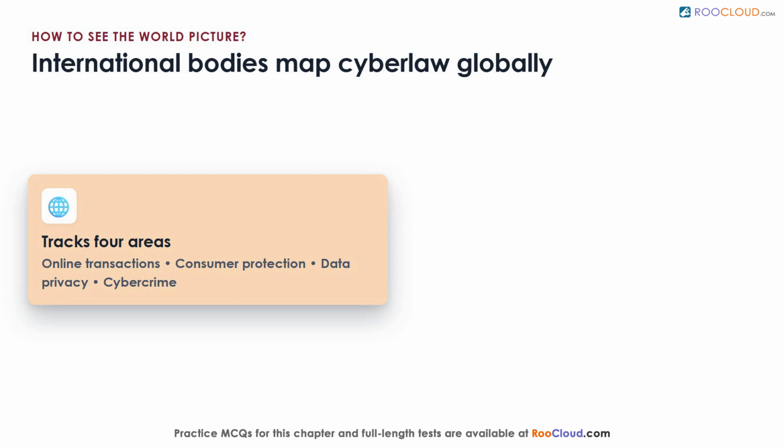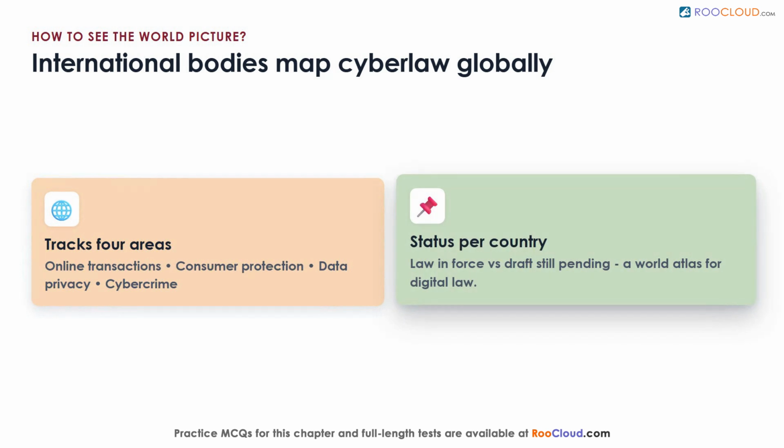Is there a way to see the global picture? Yes. International bodies map cyber law across nearly every nation. They track laws on online transactions and consumer protection. They also follow data privacy and cybercrime rules. Each entry shows whether a country has a law in force, or whether a draft is still waiting. Think of it as a world atlas for digital law.